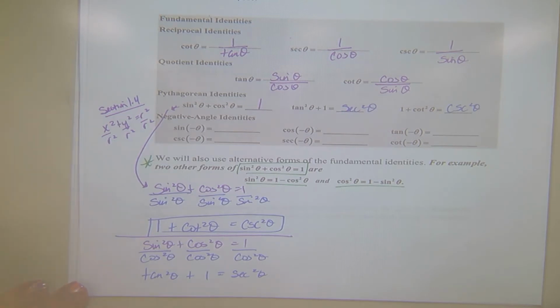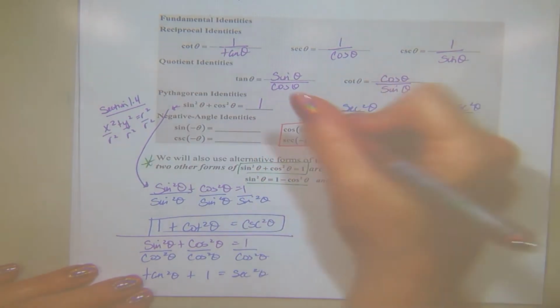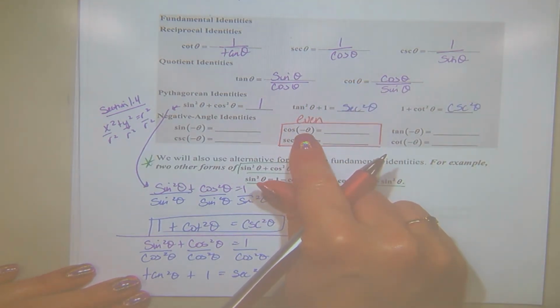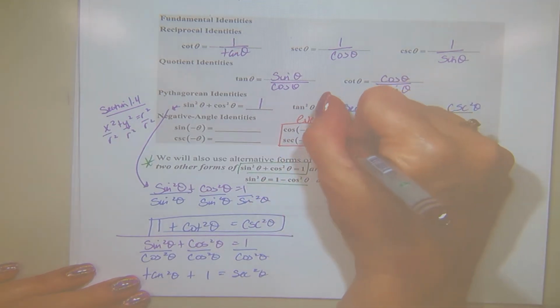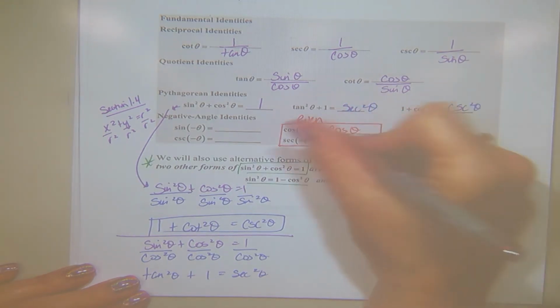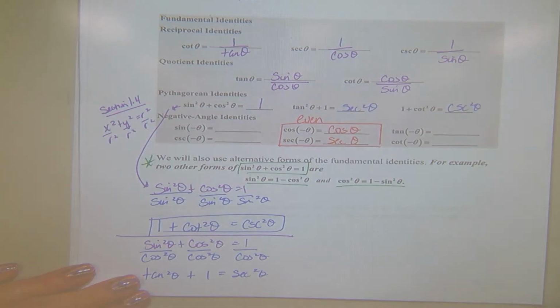The last section here under our fundamental identities are those negative angle identities. And this goes back to which functions are even and which functions are odd. These 2 functions, cosine and its reciprocal secant, are even functions. Even functions mean when I plug in the opposite of the domain, so in this case a negative theta, nothing happens. I get out the same as the original function. So cosine of negative theta is just the same thing as cosine theta. Secant of negative theta is just secant theta.